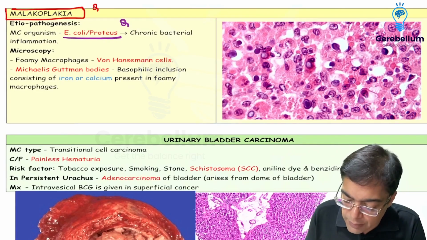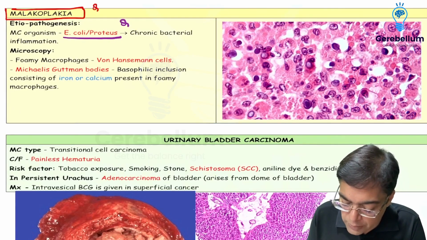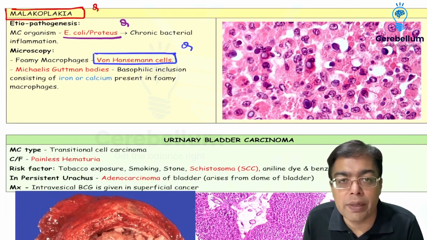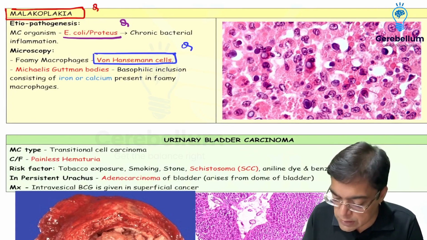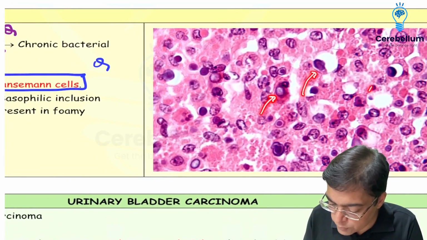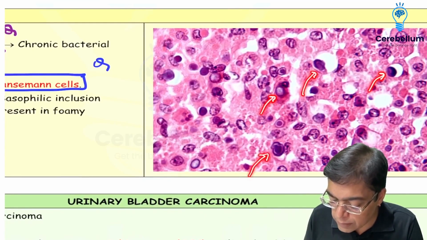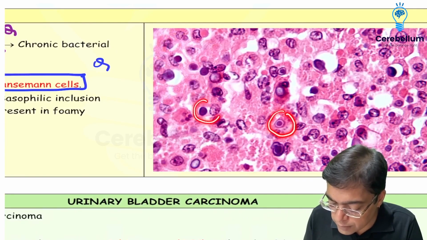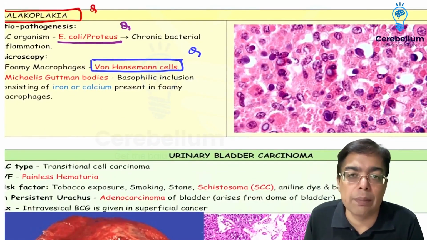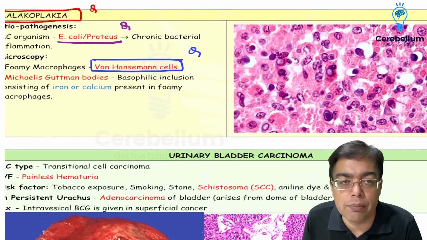Because of the incomplete digestion, we would have the presence, microscopically, of foamy macrophages. Foamy macrophages are going to be given the name of von Hansemann cells. There is going to be deposition of material concretions, including iron and calcium. And when iron and calcium are deposited inside the foamy macrophages, that is associated with the term, as you can appreciate perhaps over here, Michaelis-Gutmann bodies. So a Michaelis-Gutmann body simply refers to basophilic inclusions, and you're going to have a deposition of iron and calcium inside the foamy macrophages.